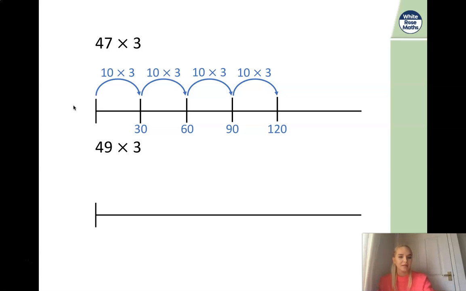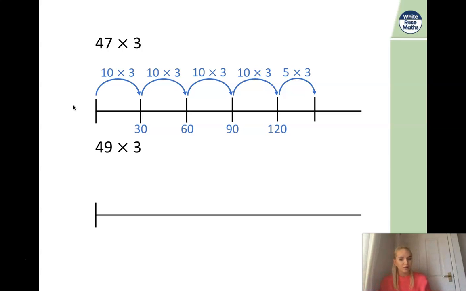Now, how many more do we need to add on? Because we've done our 10s, but how many 1s do we need to add on now? 7 multiplied by 3, well done. Some of you might already know 7 multiplied by 3, but if you don't, then you can make even smaller amounts. Now, instead of doing one jump of 3, one jump of 3, which would take a long time, what we could do is we could first work out 5 multiplied by 3.